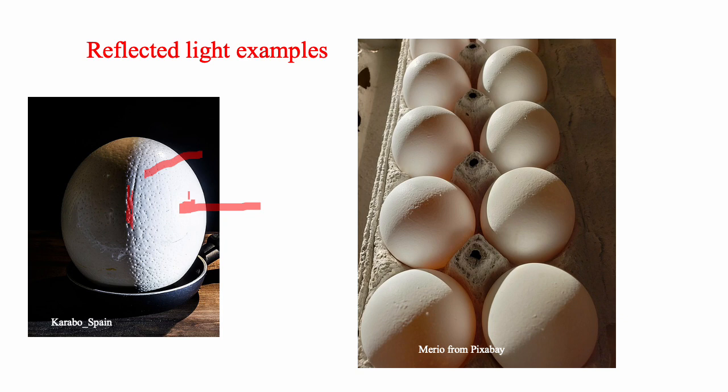In this example, again, the light must be perpendicular to the middle of the terminator. And we see these light areas in the shaded region, which is from light hitting one egg and then reflecting to the other.